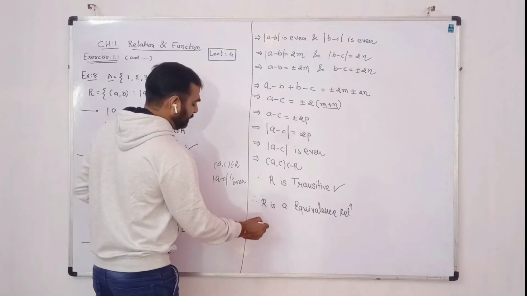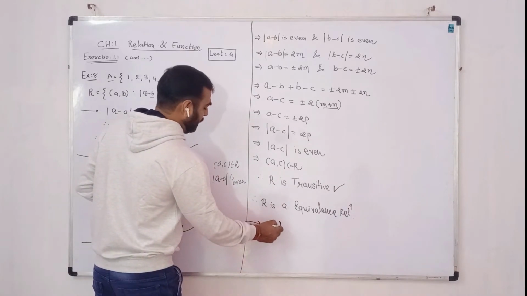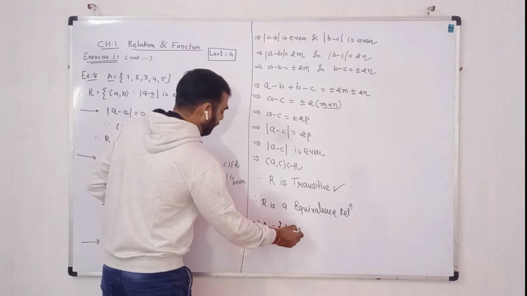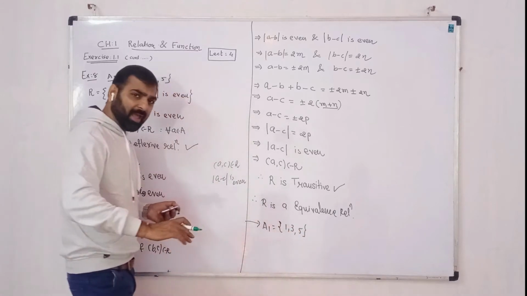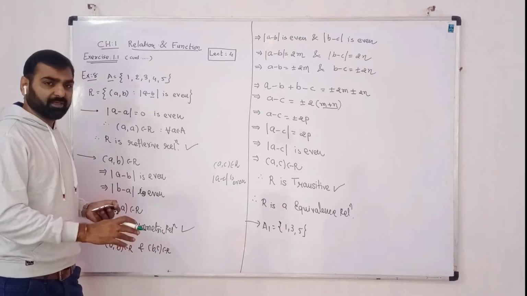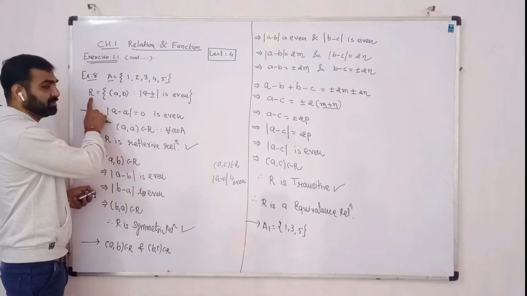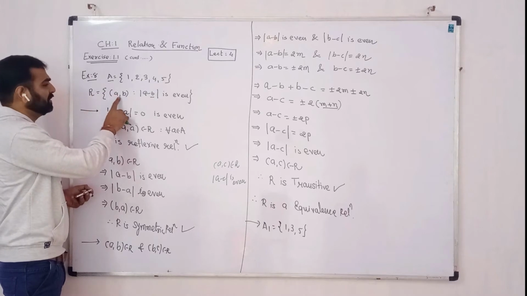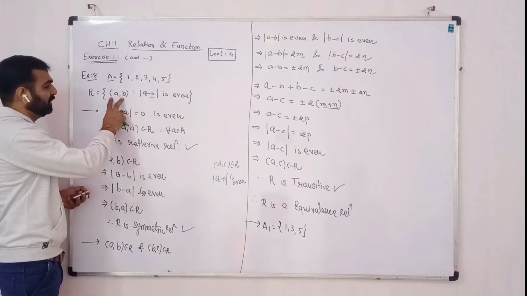That is one set, A1. A1 is equal to {1, 3, 5}. All the elements of this set A1 are related to each other with this relation. What is the relation? Subtraction of any two is even.